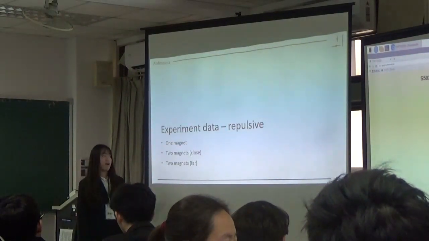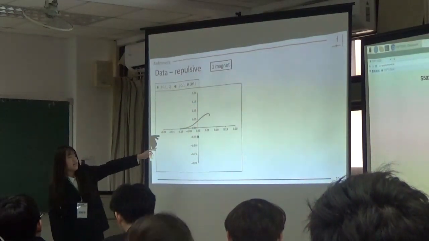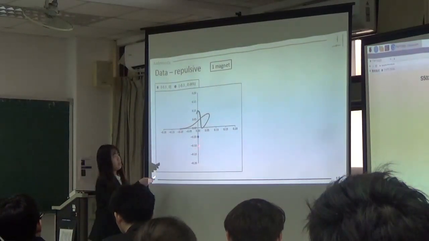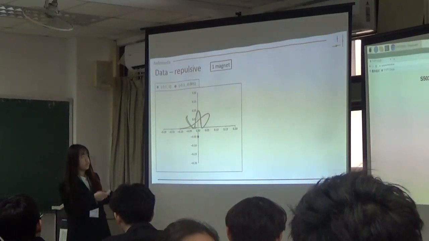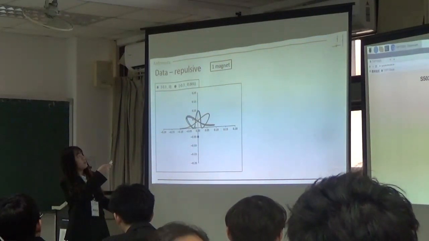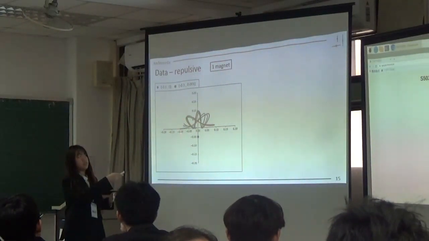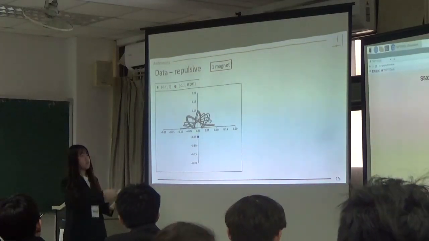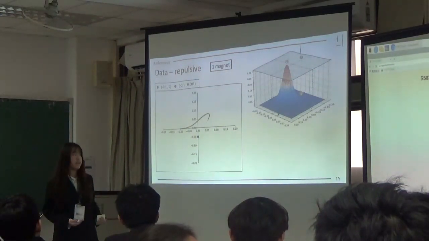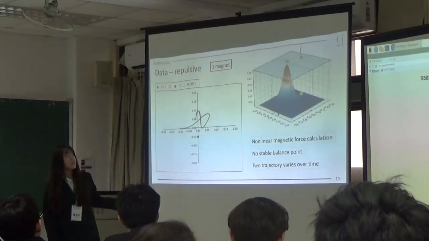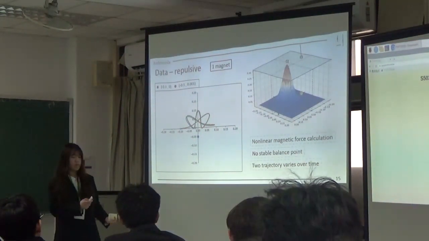First, I'm going to talk about the experiment data of the repulsive one. Here, as you can see, I put 1 magnet on the plane, and the blue dot represents the magnet. I do 2 different trajectories. The first one is the coordinate of the initial position of the Bob. One is this, and one is that. And here is the potential energy graph. We can know that it satisfies the 3 conditions for chaos, so it is chaos.